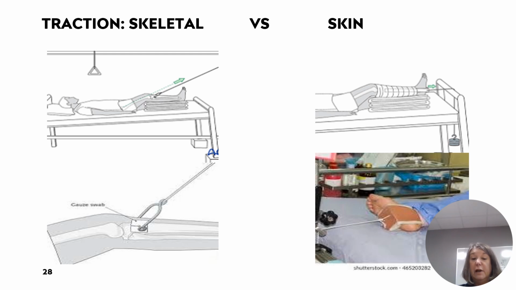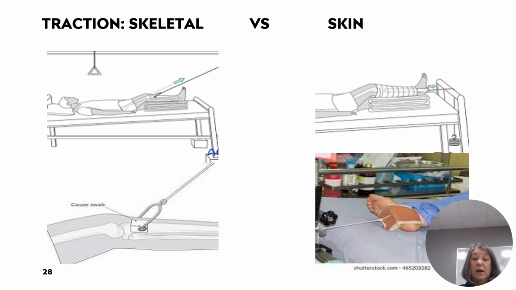Then there's skin traction, like Bucks traction, which we'll talk about. Skin traction uses a flexible harness, boot, or belt to secure the extremity while 5 to 10 pounds of weight is applied to relieve muscle spasms and maintain the length of the bone. So Bucks traction is a form of skin traction, and it's usually used for femurs or hips.